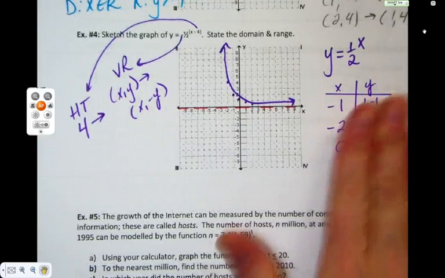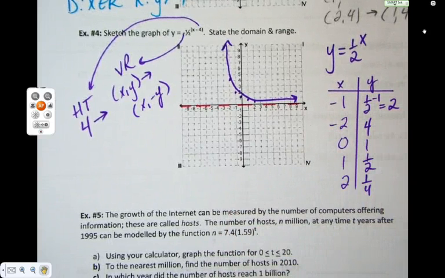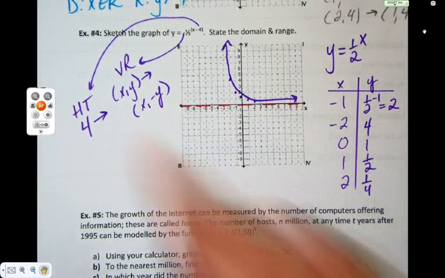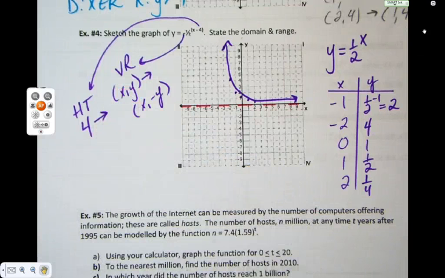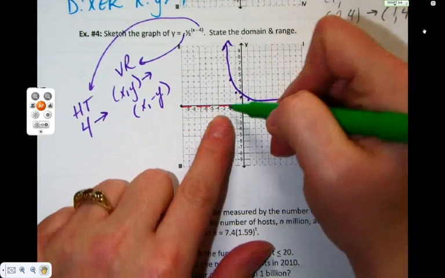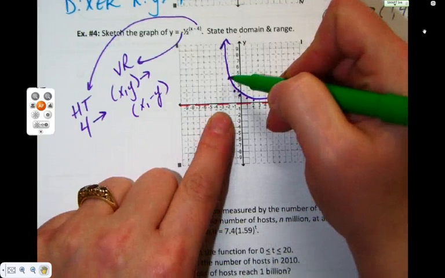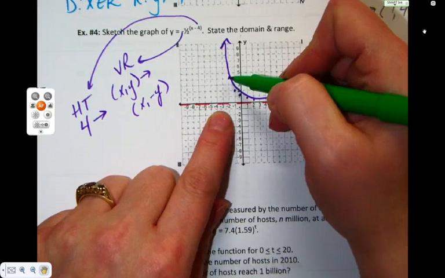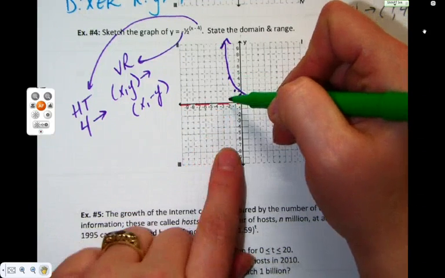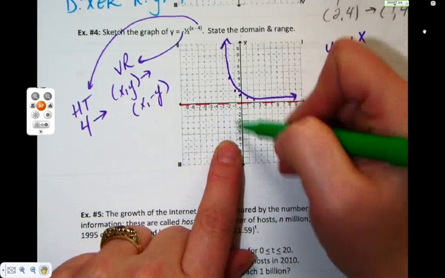Okay, if you're a point person, you can work off the table of values. If you're not a point person, you can go straight to the graph. Vertical reflection means we're flipping what way? Down, so up's going to down. So this one right now is at (negative 2, 4). It's going to go to (negative 2, negative 4).